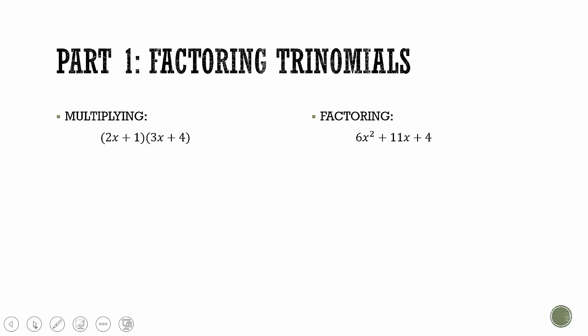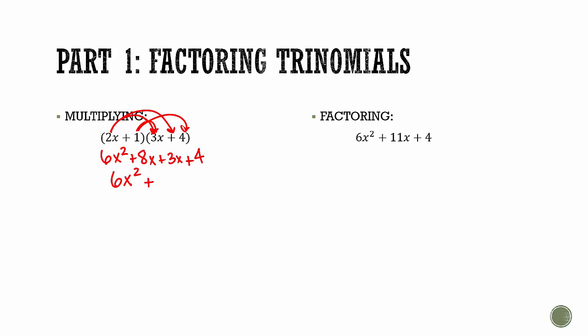So let's say I asked you to multiply these two things together. We could double distribute, and we would get 6x squared here. 2x times 4 gives us 8x. 1 times 3x gives us 3x, and then 1 times 4 gives us 4. Now if we combine the things that are alike, we end up with 6x squared plus 11x plus 4.